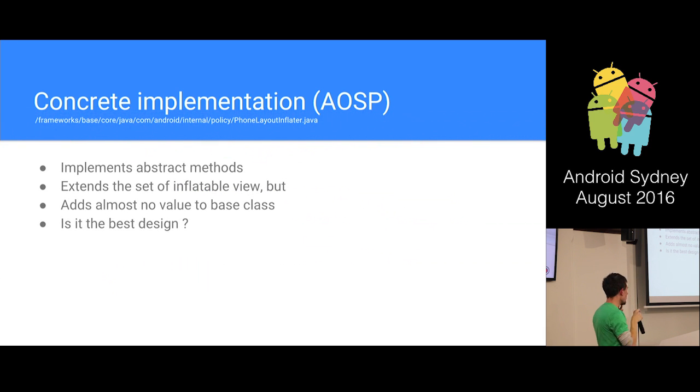So again, if we look at the PhoneLayoutInflater, it only adds a little value to what's in the abstract class. The way it works is that when you see TextView in your layout, that actually doesn't tell you which class to inflate. So the basic class has one prefix, which is android.view, and it tries to find the class with that prefix. The PhoneLayoutInflater extends it in a way that just adds other prefixes. It doesn't add anything else.